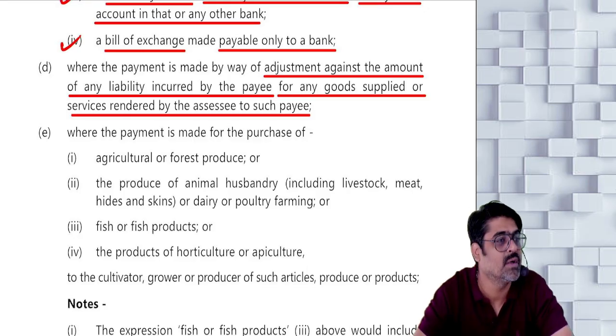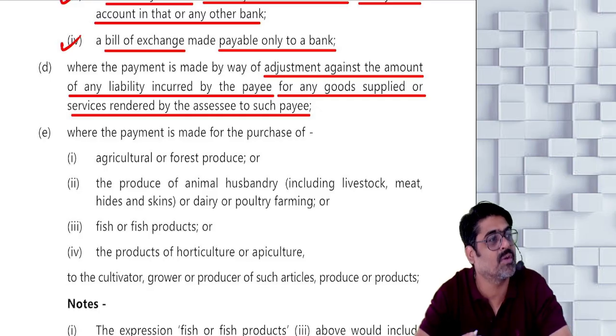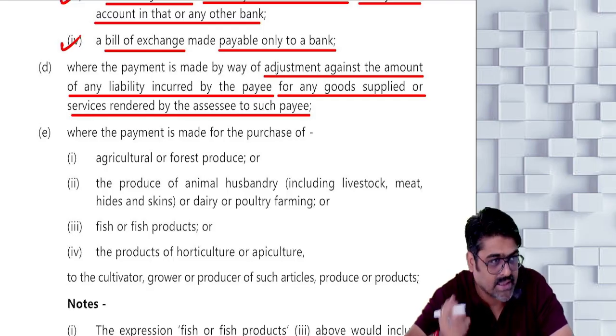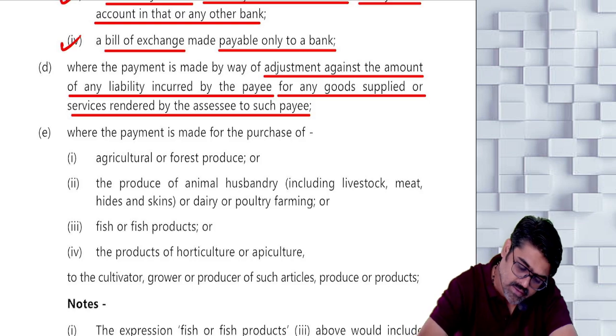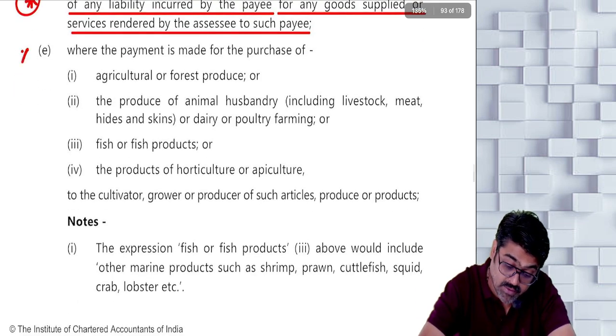Understanding? So this is also an exception. In this case also 40A(3) will not be attracted because the payment is made through book adjustment in the books. Debtors against creditors. Okay? So this is also an important transaction. Now point number E is very important. Many times they ask in the exam.